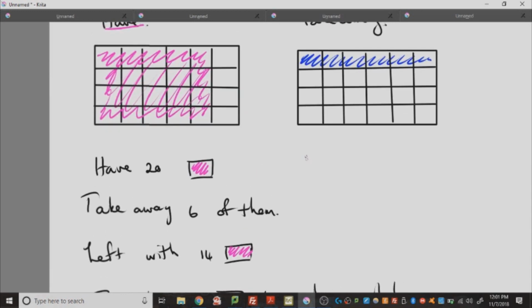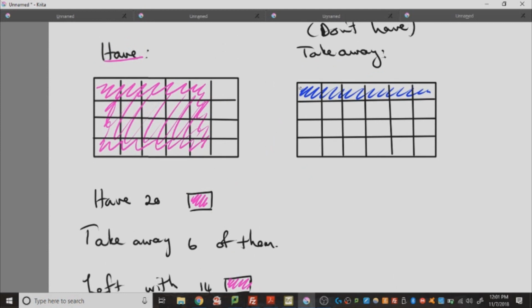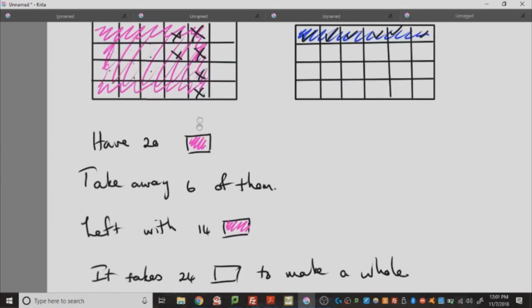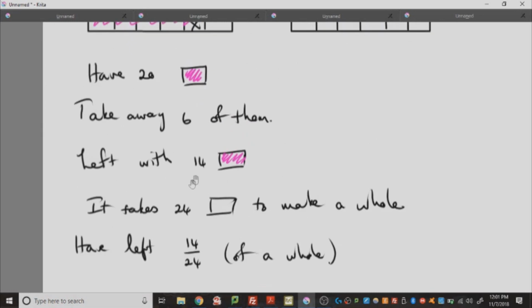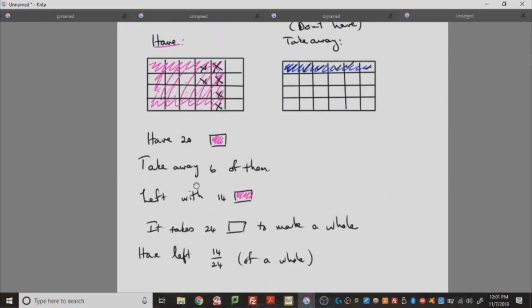So I could say, well, I'm taking away that one there, taking away that one there, taking away that one, taking away one more, one more, another one, and I have left 1, 2, 3, 4, 5, 6, 7, 8, 9, 10, 11, 12, 13, 14. So you can do it that way, you can do it mixed, you can do whatever you feel is the most intuitive.